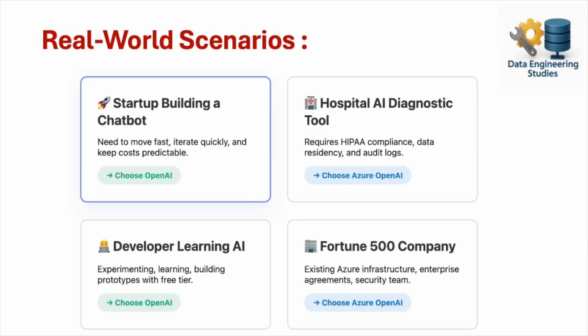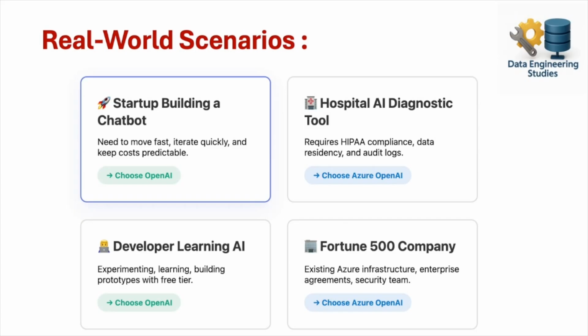The third scenario is if you are a developer learning AI, OpenAI is always the best. The free trials let you experiment, the documentation is cleaner, and you will find more tutorials and community support. The fourth scenario is if you are a Fortune 500 company, Azure OpenAI makes sense here. You already have Azure infrastructure, an enterprise agreement with Microsoft, and even a security team that demands private endpoints and compliance certifications.